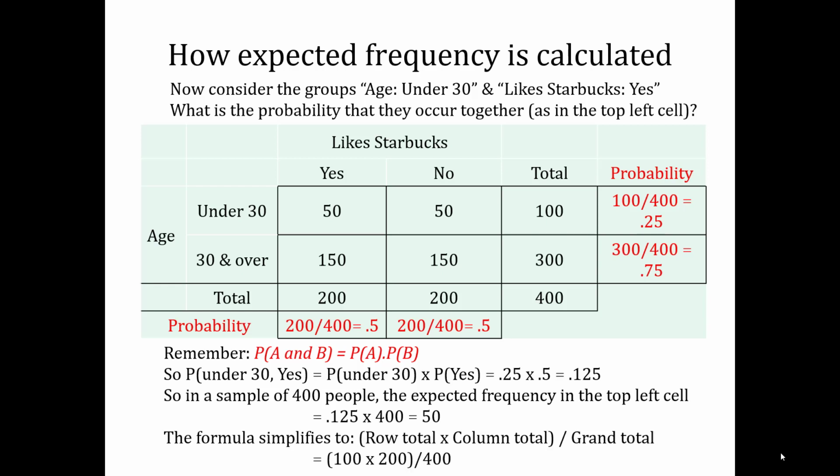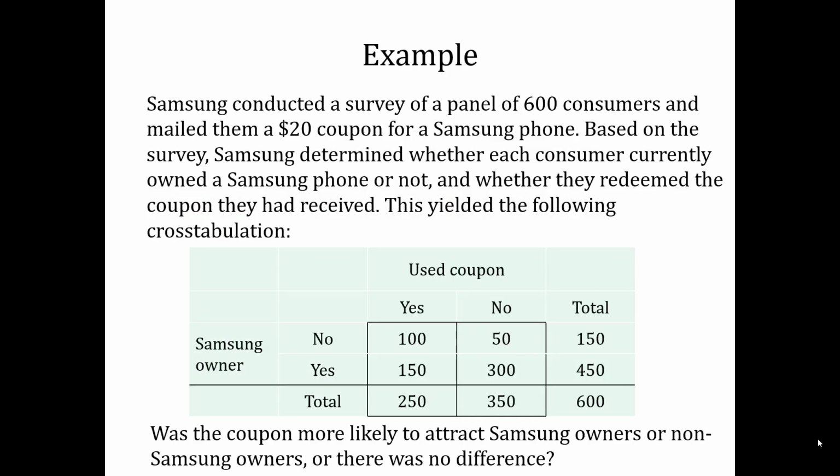If you work it out, the formula for calculating expected frequency simplifies to row total times the column total divided by the grand total. Do you remember this example? We looked at it a while ago to understand how to interpret a crosstab, but at that time we did not conduct a statistical test. The two segments we are comparing here are Samsung owners and non-owners. Let's ask the same question. Was there a difference between Samsung owners and non-owners in their usage of the coupon?